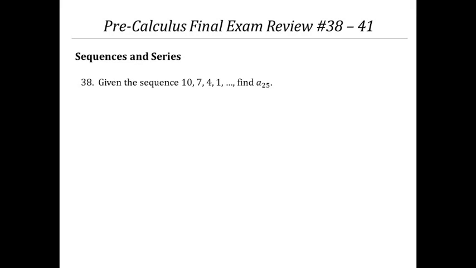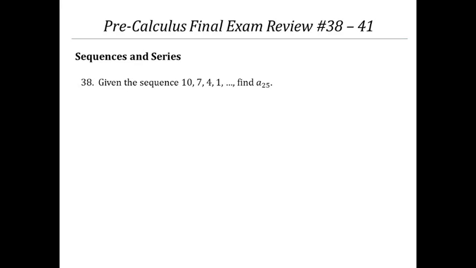In this video, we're going to look at questions number 38 through 41 from your final exam review. These questions are about arithmetic and geometric sequences and series, and it might be helpful for you to have the formulas there in front of you, your sequence and series foldable, just to have those formulas to reference as we go through these questions. Question number 38, it says, given the sequence 10, 7, 4, 1, find a sub 25.